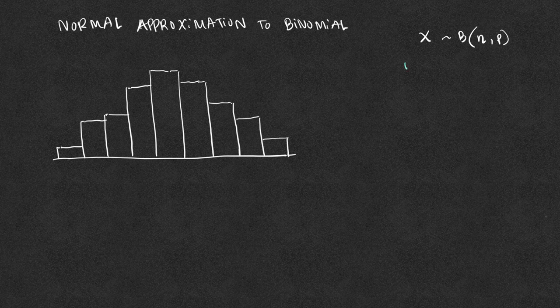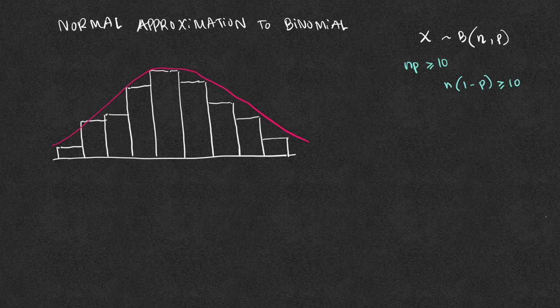Suppose further that n times p is at least 10. This is the number of trials times the probability of success. The product is at least 10. Also, n times 1 minus p, the product of the number of trials and the probability of failure, 1 minus p, is at least 10. If both of these conditions are satisfied, then we can use the normal approximation to compute the binomial probability.